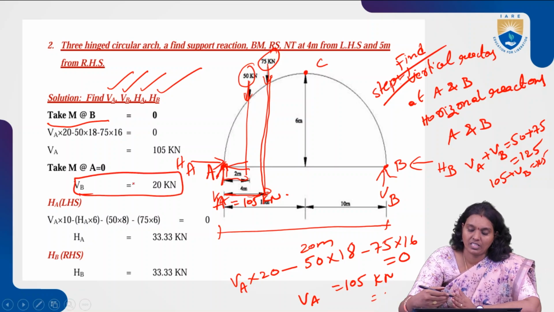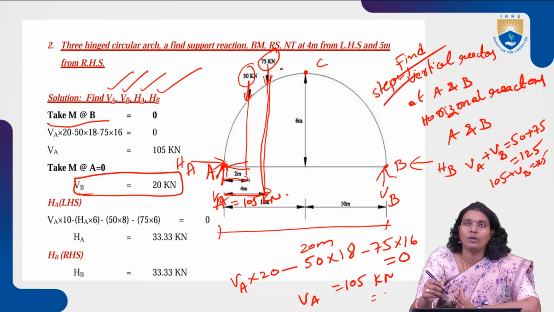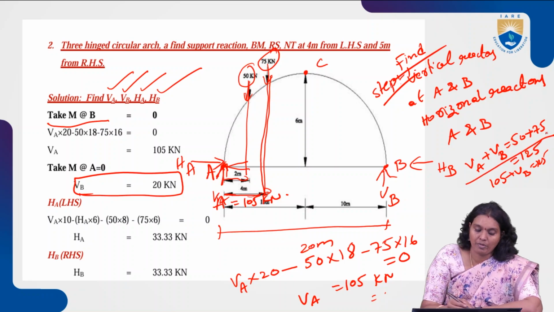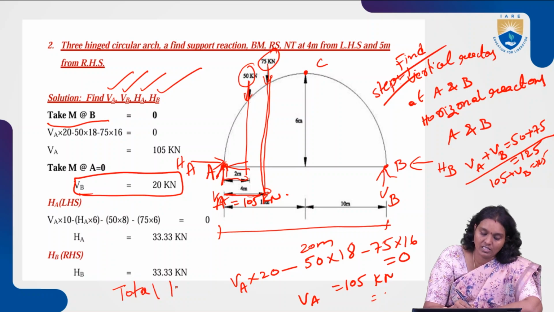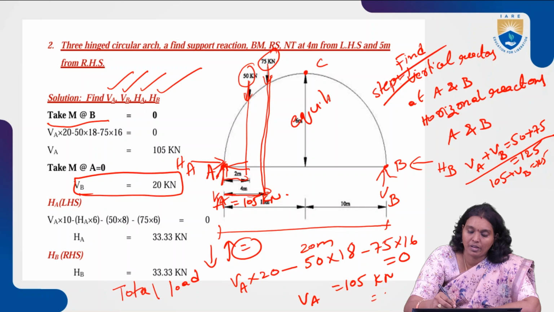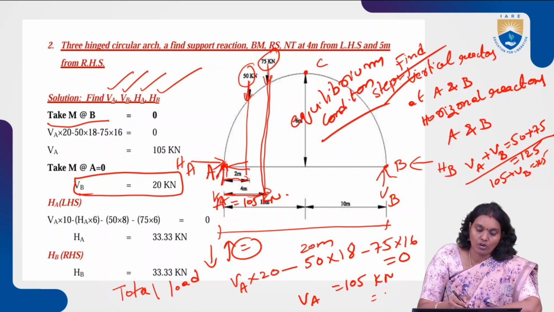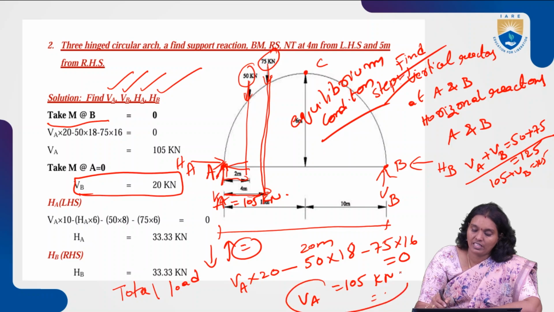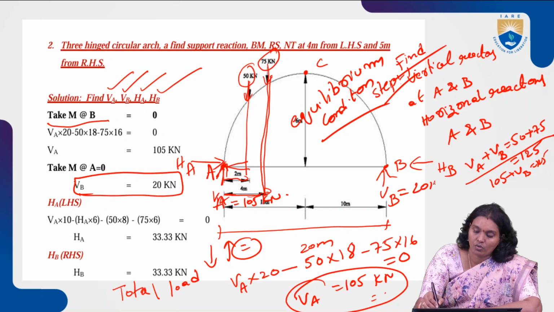No need to take moments at A and moments at B every time. For these kinds of simple loading conditions, like only point loads, we can use the total load. Why? Because the total load in the upward direction is equal to the total load in the downward direction. Only then will it give the equilibrium condition. Based on this equilibrium condition, VA plus VB is equal to 125. We already found from taking moments at B that VA is equal to 105, so VB is equal to 20 kilonewtons.